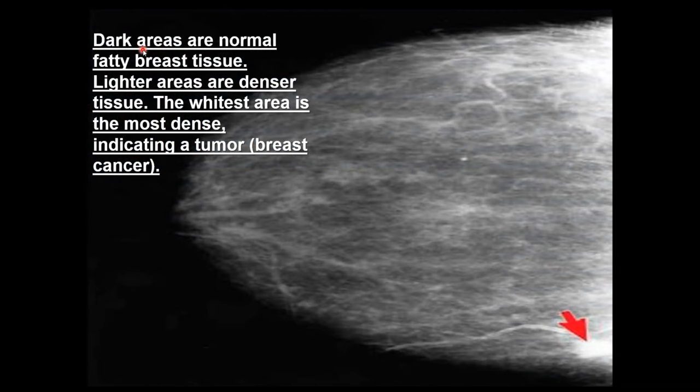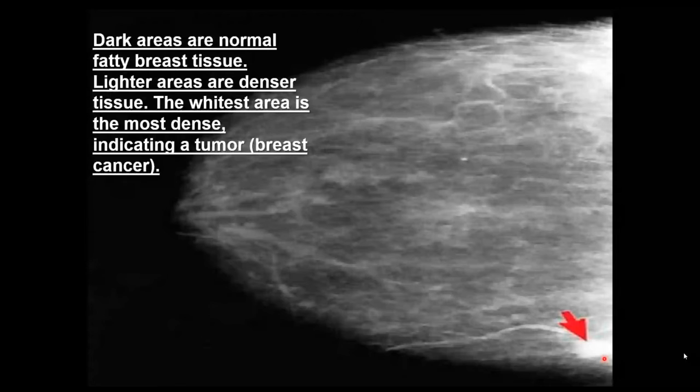As I have explained earlier, the dark areas are normal fatty breast tissue, and lighter areas are denser tissue. The whitest area is the most dense, indicating a tumor. So the black areas are the fatty tissue, and the white lines and white tissue are mostly the glandular tissue, fibroglandular tissue, and fibrous tissue, basically supporting tissue. Glands are the milk glands. So if you see more white tissue, then this is indicated.